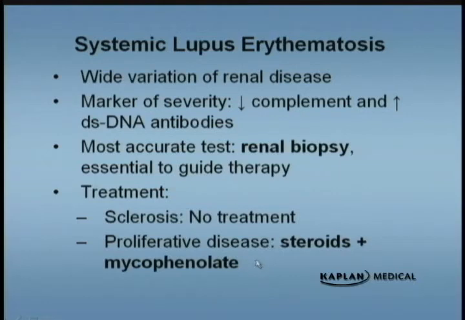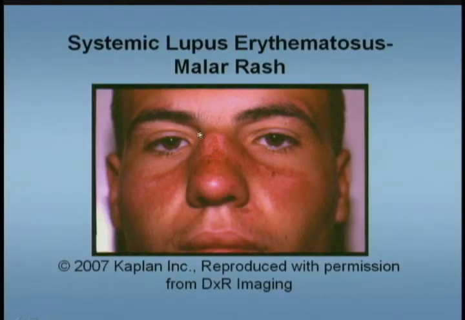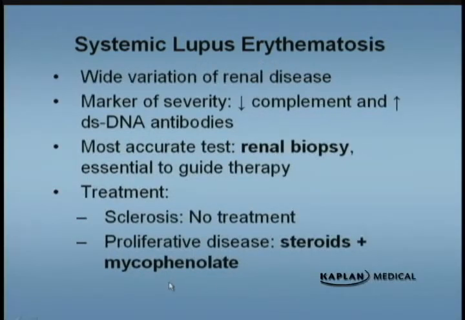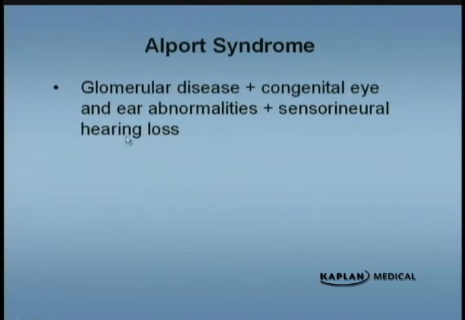mycophenolate. The wrong answer will be steroids and cyclophosphamide. The only reason to say steroids and cyclophosphamide as the treatment is if there isn't mycophenolate in the answer. Mycophenolate has more efficacy with less adverse effects. Lupus and the malar rash. Yes, that's how we diagnose lupus, but we need the biopsy to guide therapy. Steroids and mycophenolate, also known as Cellcept. Don't answer cyclophosphamide unless mycophenolate is just not in the answer.